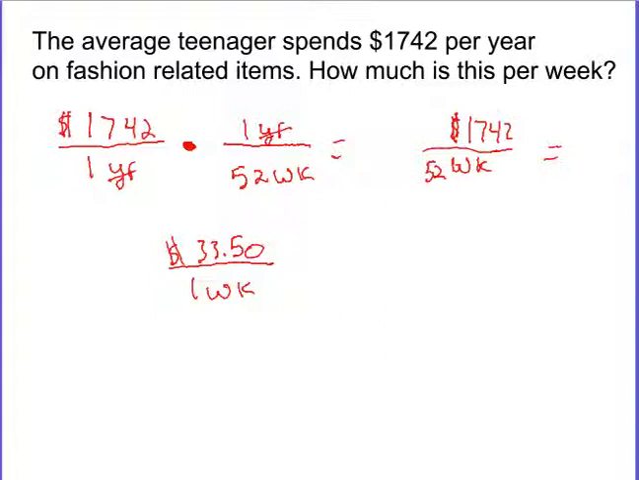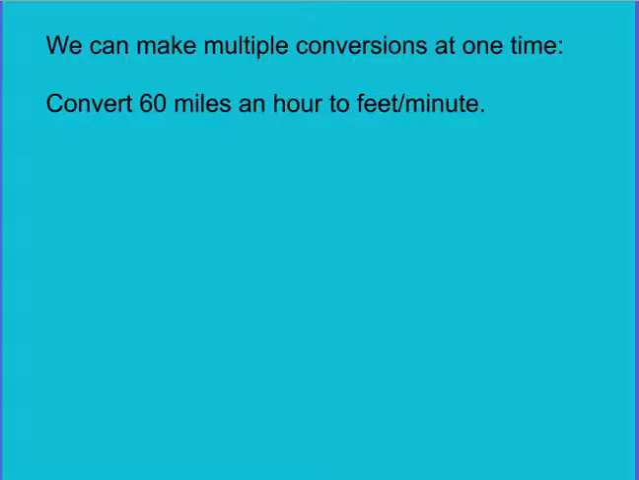Up to this point, we've looked at a couple of conversions and they've all been fairly simple. They've been one-step conversions. But we can do multi-step conversions. And the thing about these types of conversions is you can line them all up together. You don't have to do one step at a time. You can combine steps, which is kind of neat. So we can make multiple conversions at one time.